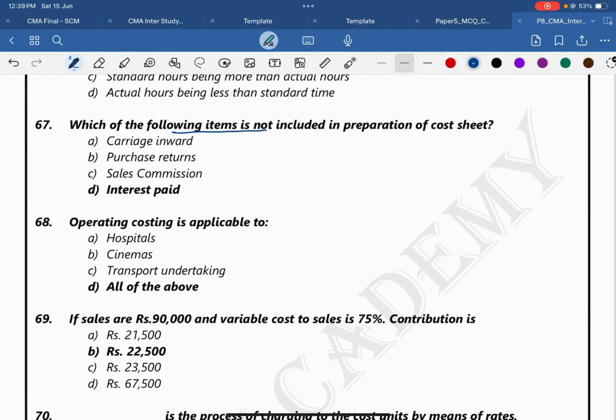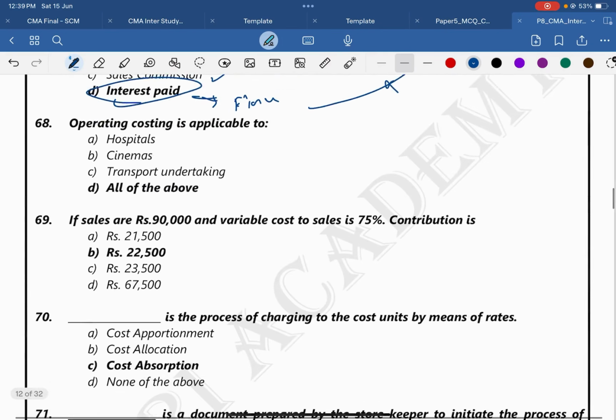Which one of the following items is not included in the preparation of a cost sheet? They are asking which is not there in the cost sheet. Carriage inward is there, purchase return is there, sales commission is there under selling and distribution overhead. Interest paid is a finance cost. Finance cost will not come in the cost sheet. So it is your answer.